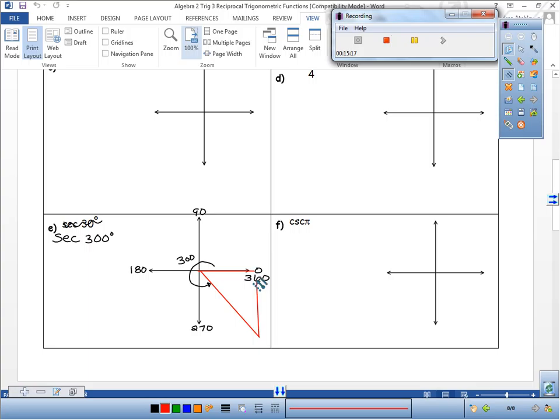So I'm going to draw my triangle. Connor, what's going to be my reference angle then? 60. How'd you get that? Very good. So 360 minus 300 gives me 60 degrees. So this is a 60-degree angle. Okay, everyone finish that. Find the secant.